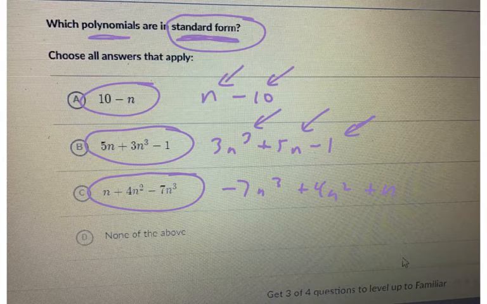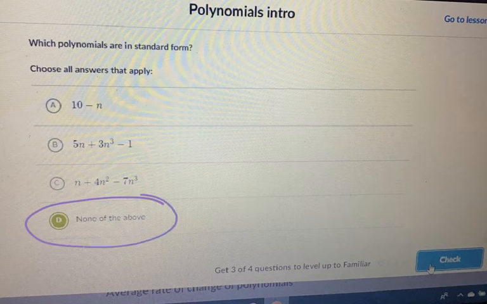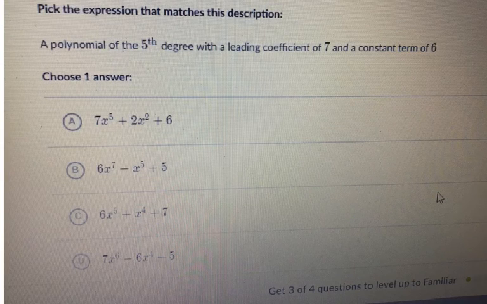So I'm going to click none of the above. And when I click none of the above, it let me know right here. The green means it's right. Actually, I'm going to click check. It showed up green. I click check right here. And it said, yay, I'm right. So it moved me on to the next question.